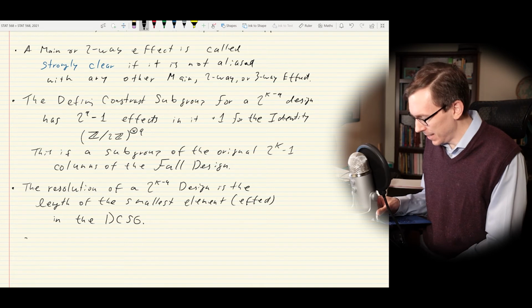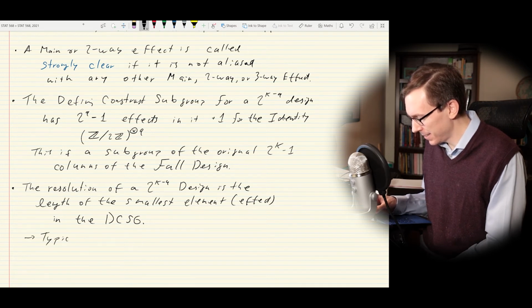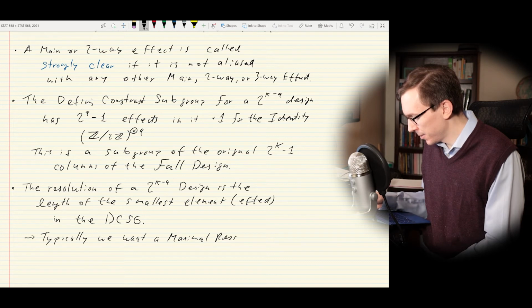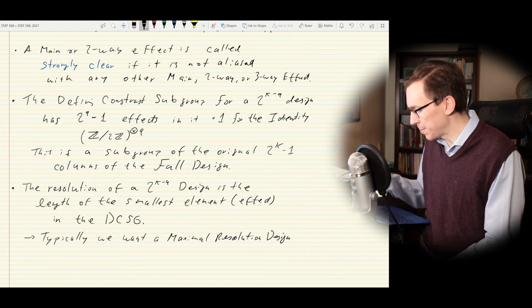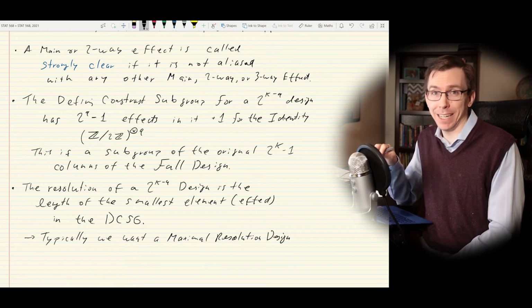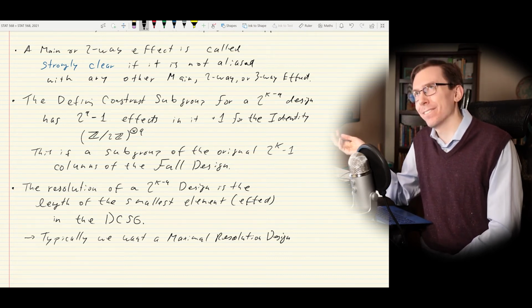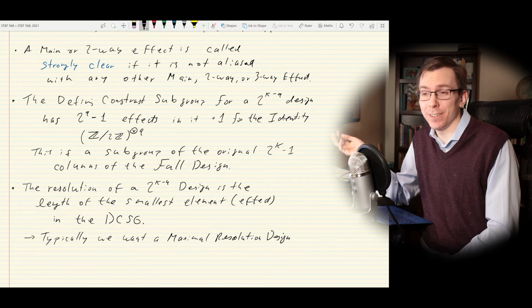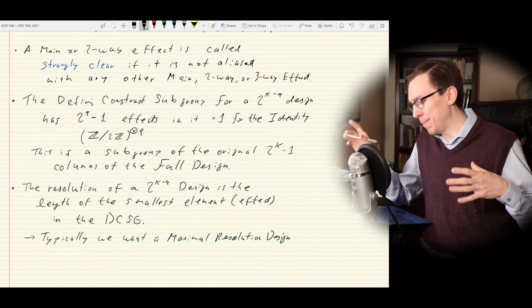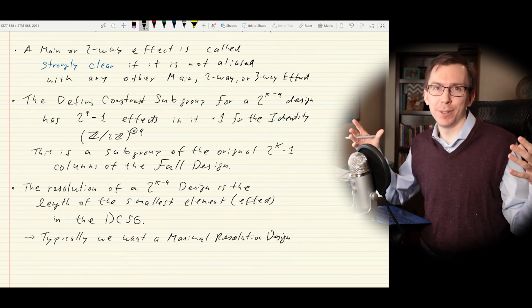So this leads to the idea that typically we want a maximal resolution design, which really just means that of all the possible 2 to the k minus q designs that you could pick, and there's a bunch of them, I guess it depends on how many ways you can choose generators uniquely for the defining contrast subgroup, which I'm not going to do on the fly in my head right now. But the idea is that we'd want to pick one of those that gives us the maximal resolution.